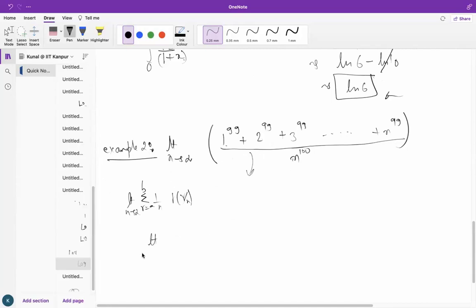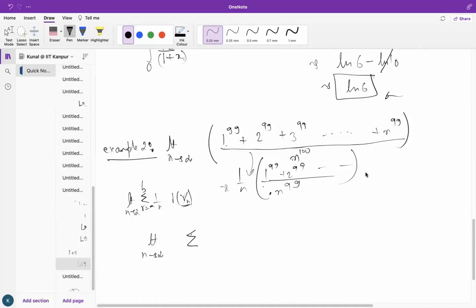I just follow the steps, nothing extra and nothing rocket science in it. I just follow whatever steps we have to follow. So the limit as n tends to infinity, we write the summation, and first we have to write r by n terms. So we can write it in this form now: 1 to the power 99 plus 2 to the power 99, and so on, we can write as n to the power 99 into 1 by n.